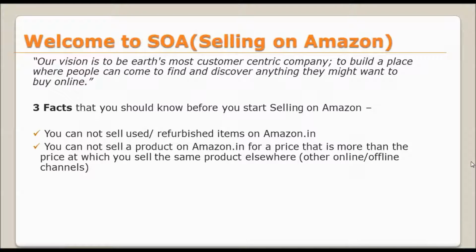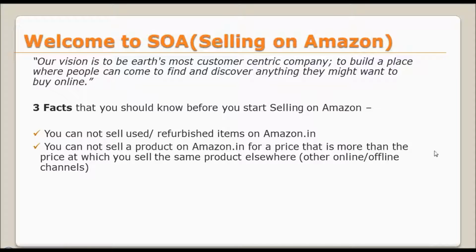The next fact is that you cannot sell products on Amazon for a price that is more than the price at which you sell the same product anywhere else, that is other online or offline channels. For example, if you're selling a book that is priced at rupees 100 on any other marketplace, but on Amazon you're selling at 150, this will not be acceptable. So before your launch, your engagement manager will make sure you verify all the prices so that the final price that you're selling on Amazon is the lowest.